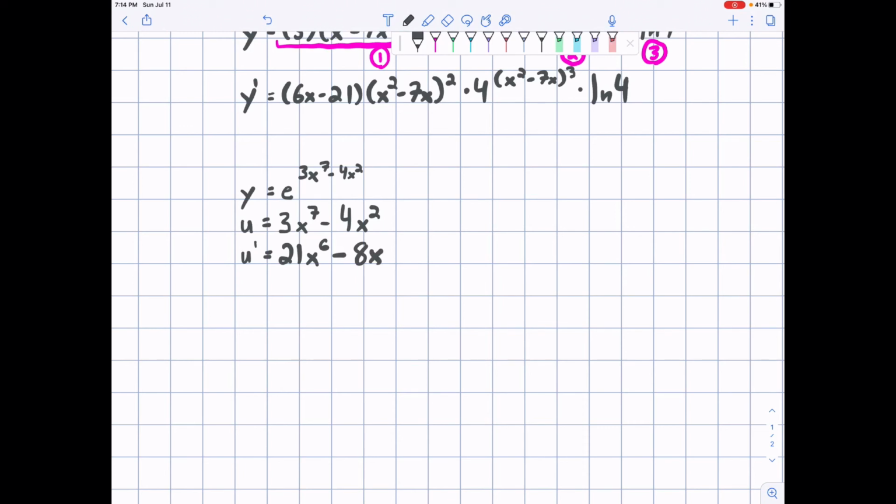So now I've got the derivative of my exponent, and I am now going to write the expression out because I have my step 1. So my step 1 is 21x to the 6 minus 8x. My step 2 is rewriting the original expression, which is e to the exponent 3x to the 7 minus 4x squared. And then the third step is I take the ln of the base, so there's ln e.